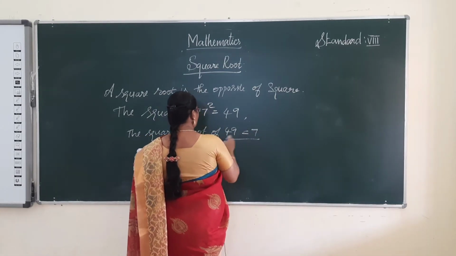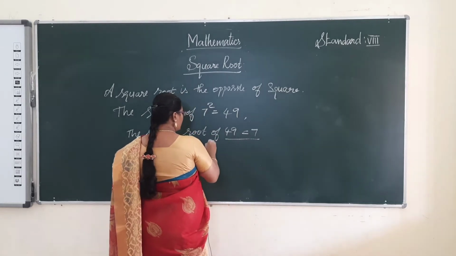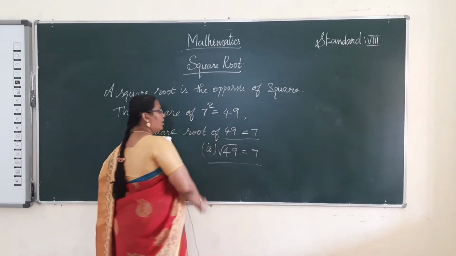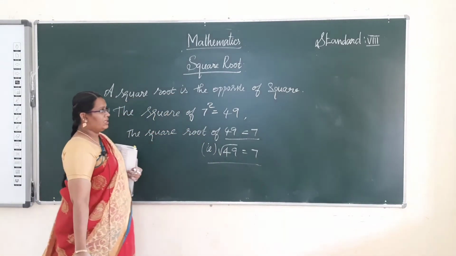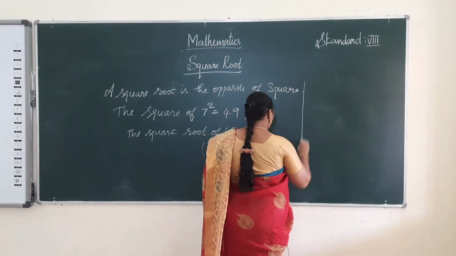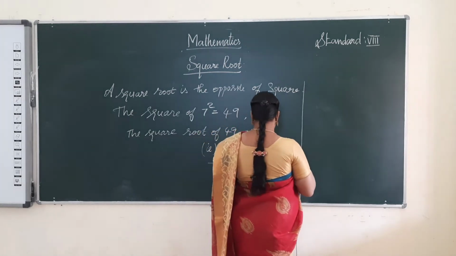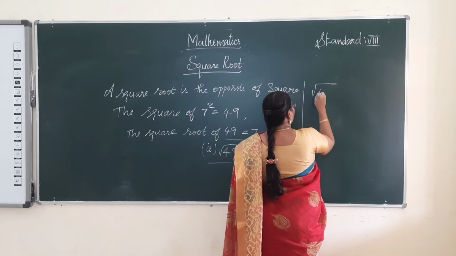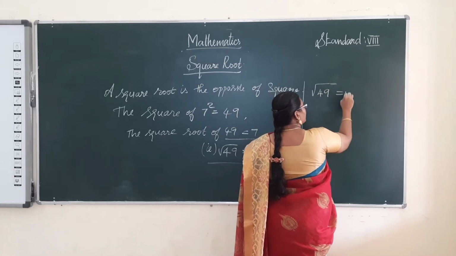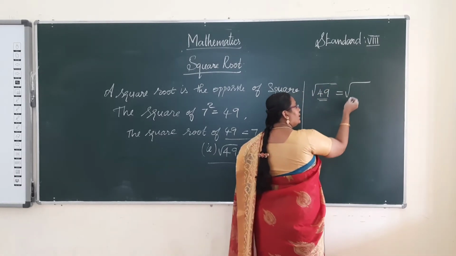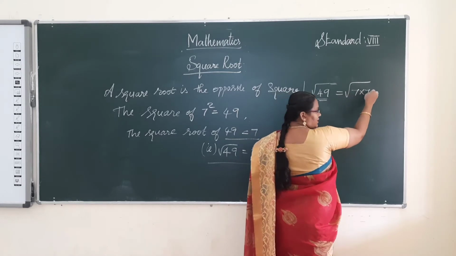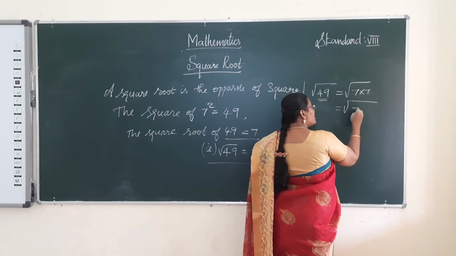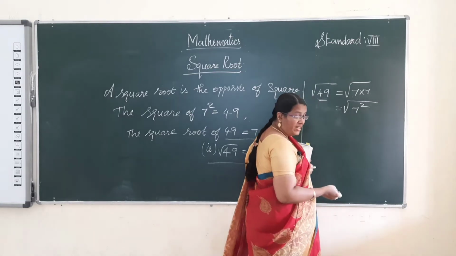How do you write the square root of 49? The square root of 49 is equal to 7. How is it written? See this. Square root of 49. 49 can be written as 7 into 7. So square root of 7 into 7 can be written as square root of 7 squared.